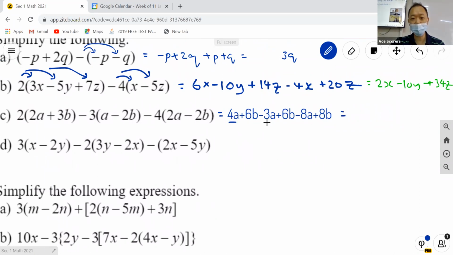So 4a minus 3a plus minus 8a. 4a take away 3a, take away 8a. Okay. You get negative 7a. And then the b, 6b, yeah, 14. 6 plus 6 plus 8, no. Oh, there's another one. Isn't there another one? No. No? 12 plus 20b.